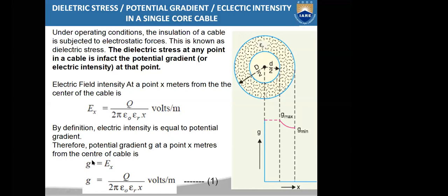Generally this potential gradient is represented with a small letter g. So small g will be equal to this Ex value. So small g will be equal to Q by 2 pi epsilon naught epsilon r x. Let us call it equation number 1.